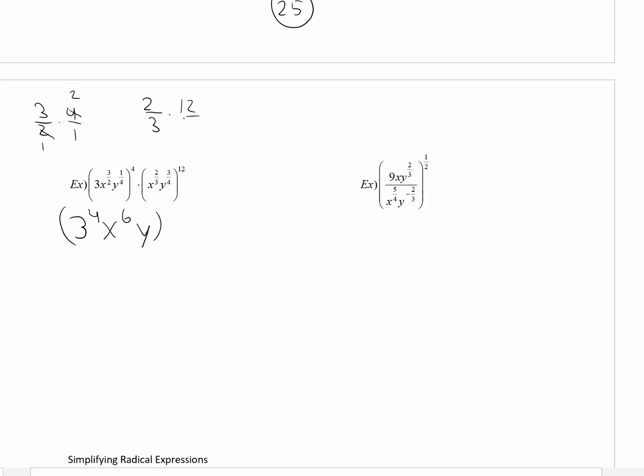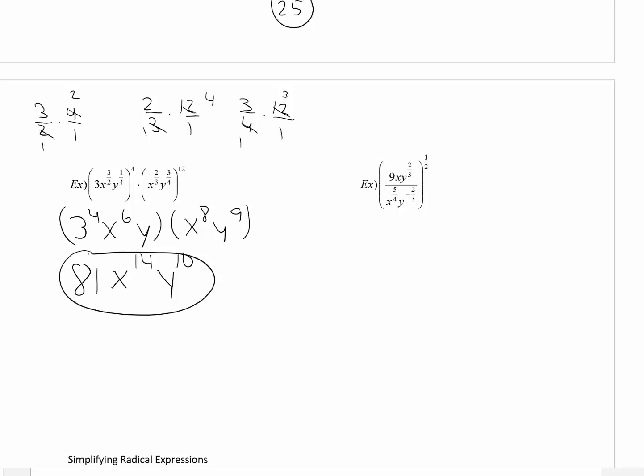2/3 times 12. I can divide out a factor of 3. That leaves me with x to the 8th. 3/4 times 12. I can divide out a factor of 4. That gives me y to the 9th. Well, 3 to the 4th, that's 81. I am now multiplying exponents with the same base, so I add the powers. So that's x to the 14th and y to the 10th.